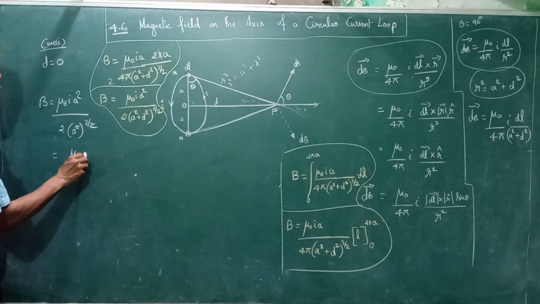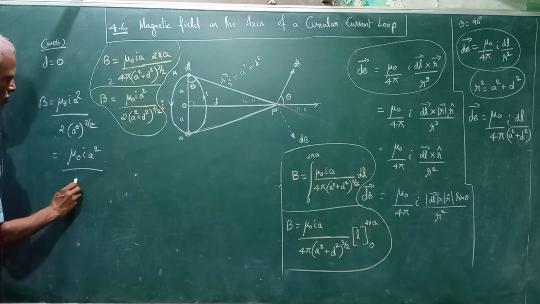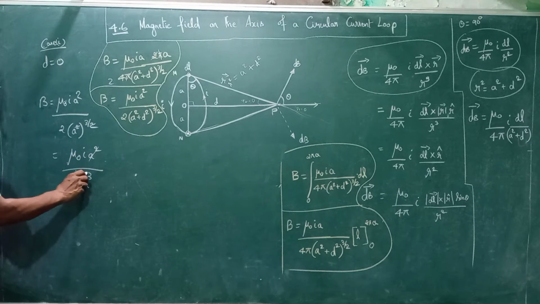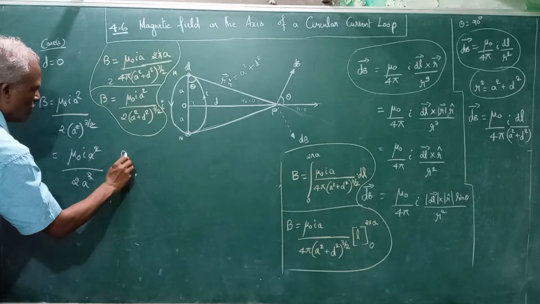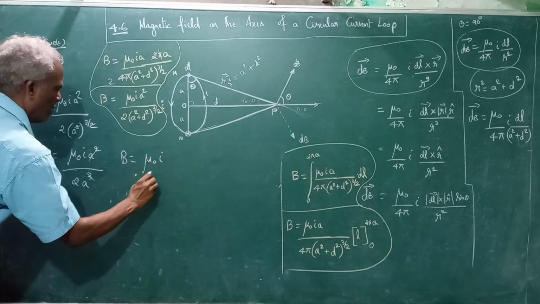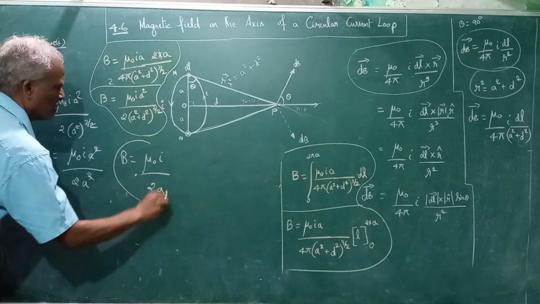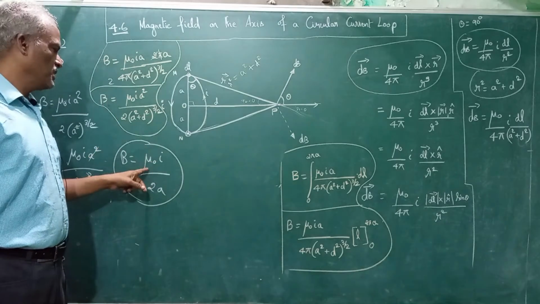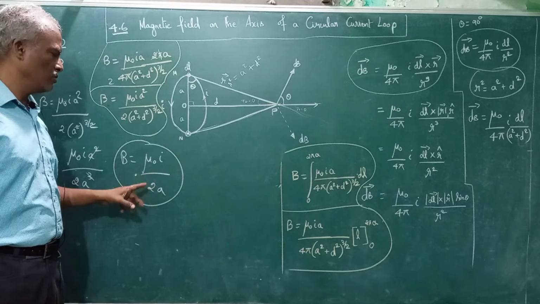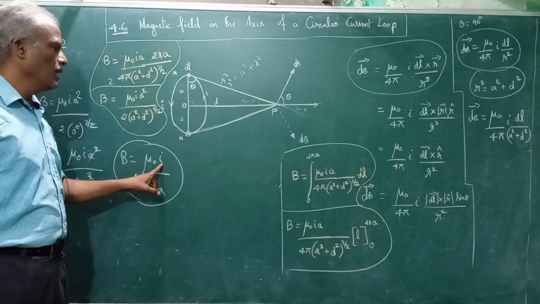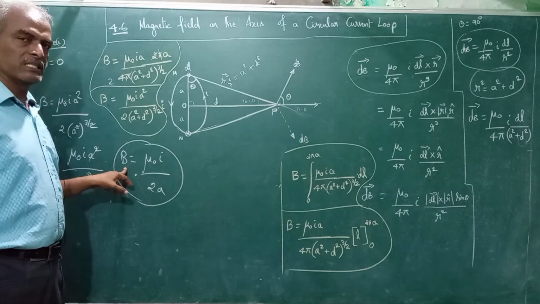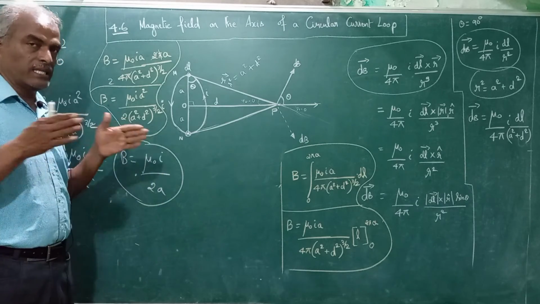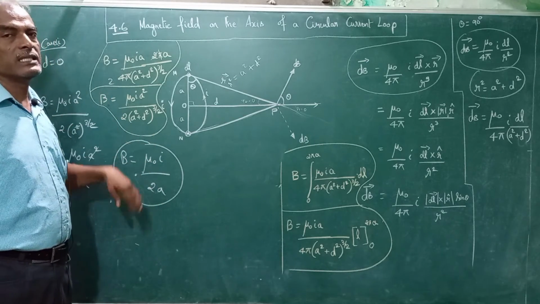So you have mu naught I a square by 2a cube. Okay. Now this a square and this will go. Therefore, B is equal to mu naught I by 2a. So this is the magnetic flux density at the center of that circular coil, which is given by mu naught I divided by 2a. So two things we have to keep in mind. If the current increases in the circular loop, magnetic flux density also increases. At the same time, if the radius of the coil, that is a, increases, then the flux density decreases at the center of the coil.